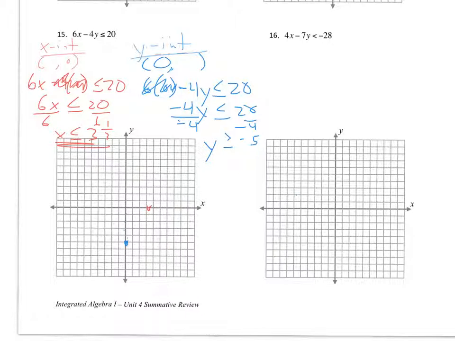Decide if you're dealing with a solid or a dashed line. Looks like I'm dealing with a solid line because there's the line underneath. My last decision. Sorry, your y-intercept is negative 5. X-intercept is 3 1/3.